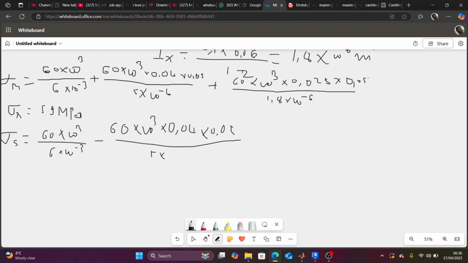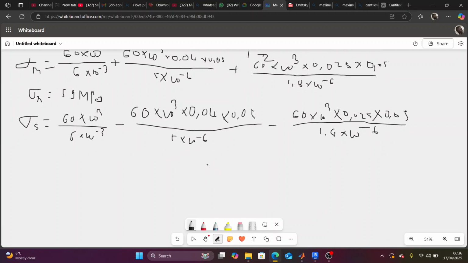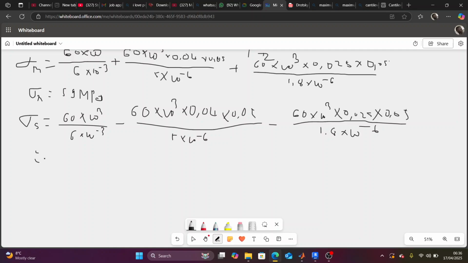Everything over 5 times 10 to the minus 6, minus 60 times 10 to the power 3 times 0.025 times 0.05, everything divided by 1.8 times 10 to the minus 6. Okay, my guys, what do we get at point S? If you calculate, you get negative 39 MPa.